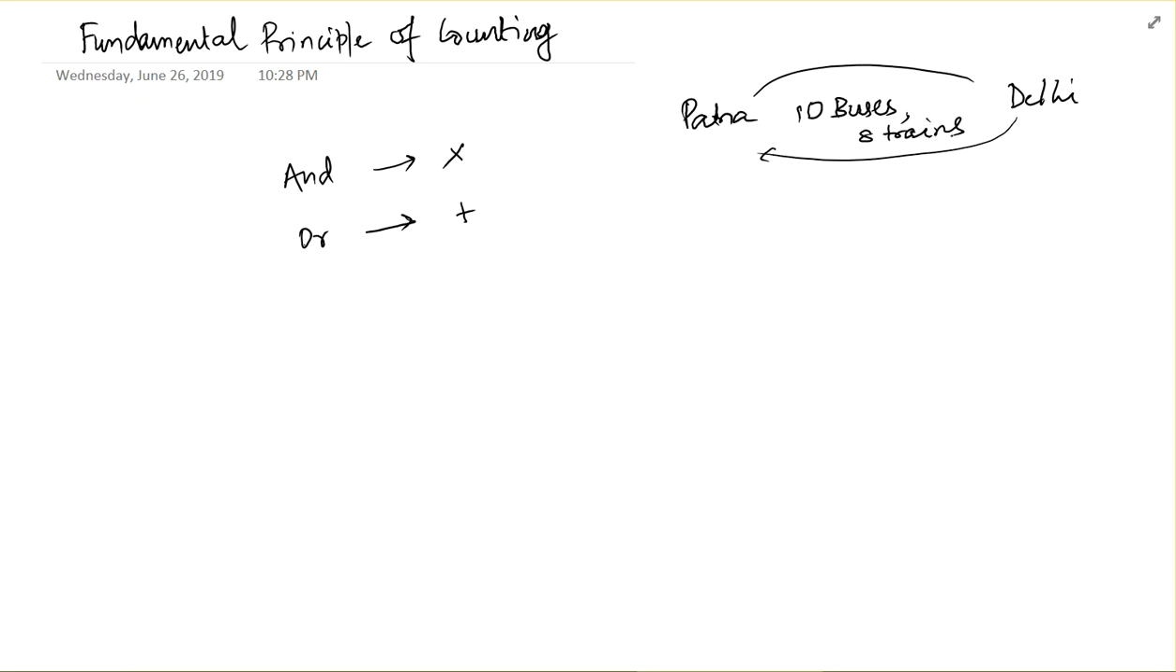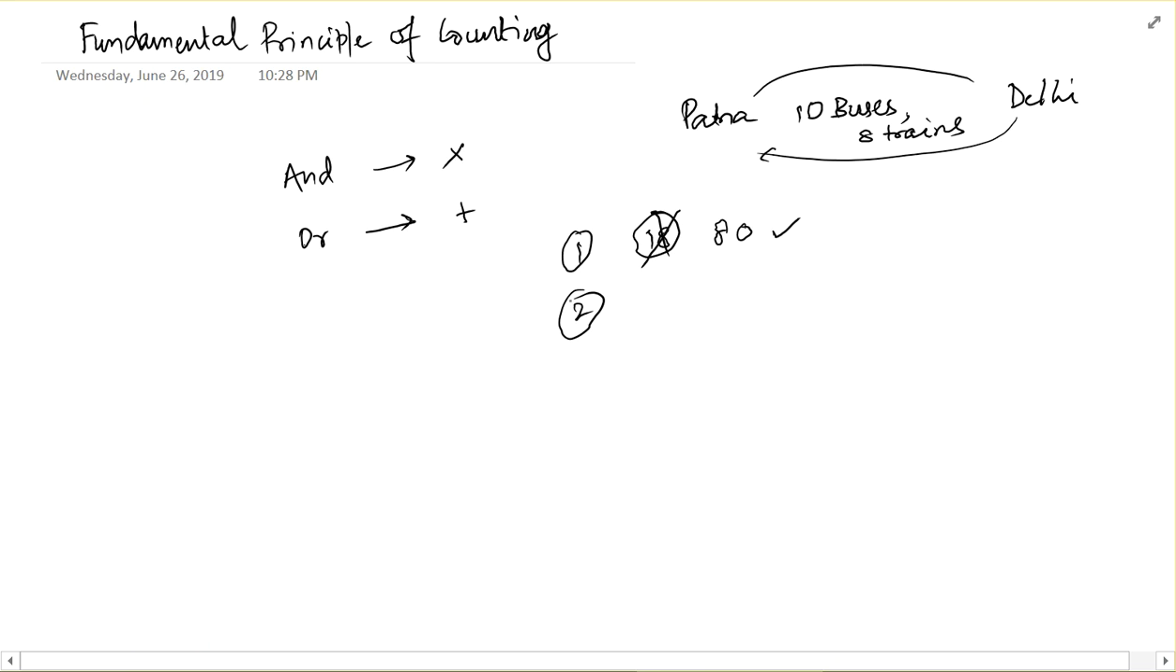In how many ways can this man go by bus and return by train? That is the first question. And there are 10 buses and 8 trains. So usually what students do, they add 10 plus 8, because they say that for going we have 10 options and for coming we have 8 options. So 10 plus 8, that is 18, but that is completely wrong. The answer in this case will be 80.